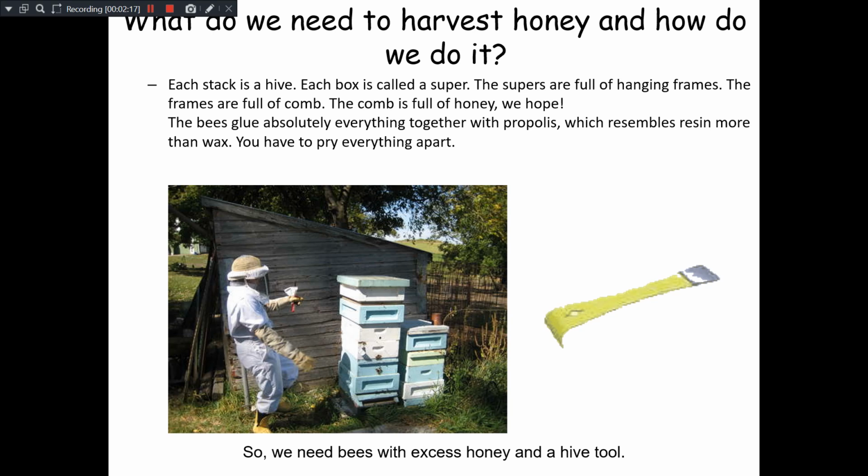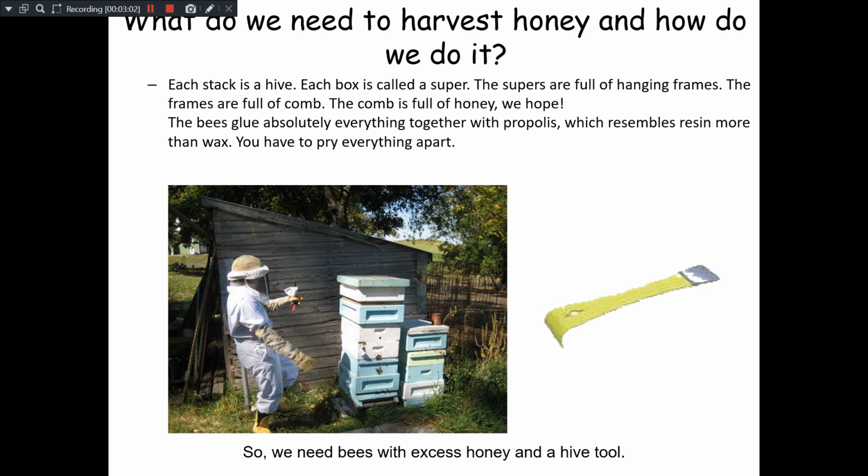the beehive. All of you must have seen this type of beehive because it's very common here. This is popularly known as Newton's hive. It's a stack of hives, and each box is called a super. You can see one box is piled over another, kept one above the other. This is one box, this is another box, this is the fourth. Each is known as a super. The super is full of hanging frames. The frames are full of honeycomb, and hopefully the comb is full of honey.